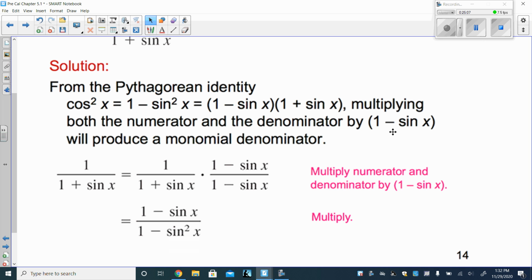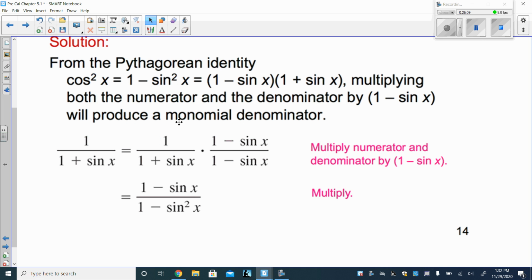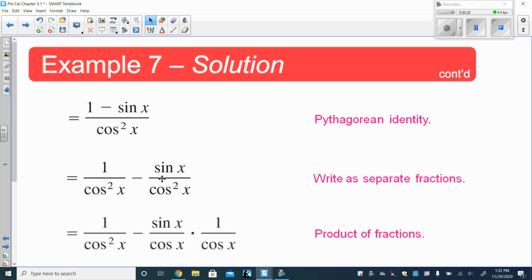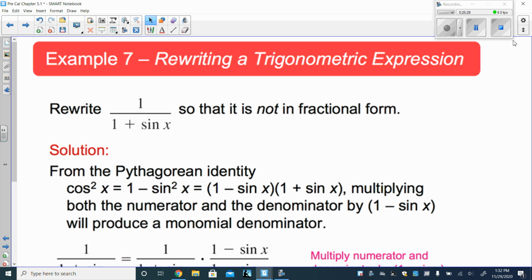We multiplied the numerator and denominator by 1 minus sine of x to produce this 1 minus sine squared of x on the bottom. And once we produce this, well, hey, it is cosine squared of x. This is cosine squared of x. So what we can do is replace our 1 minus sine squared of x in the denominator with that there.